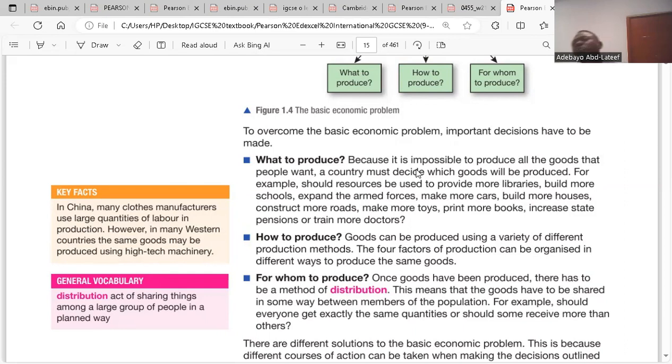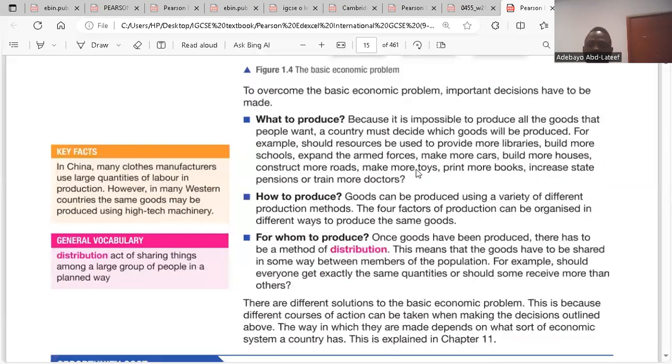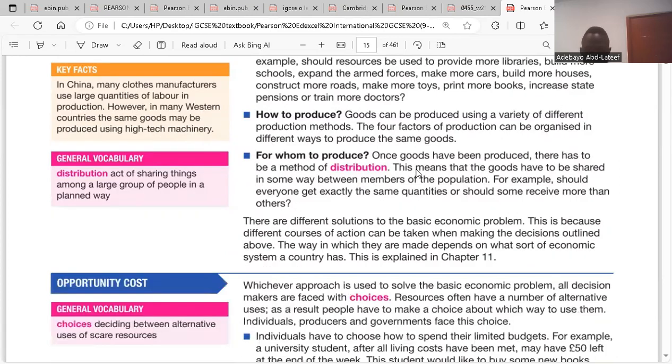Then we have for whom to produce to. For whom to produce to is talking about the distribution channel. Who do we need to produce these things for? Who needs these things? Who are those that this thing will be beneficial for? So we want to produce pen. We know already how to produce pen. Who are those who need this pen? So that is for whom to produce to. Is it clear? Yes. Then we go on.